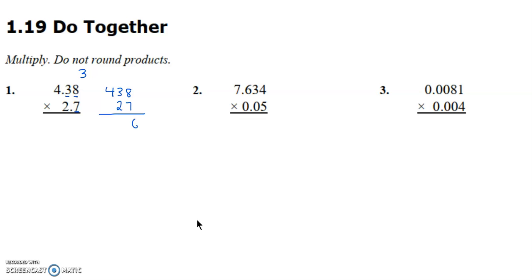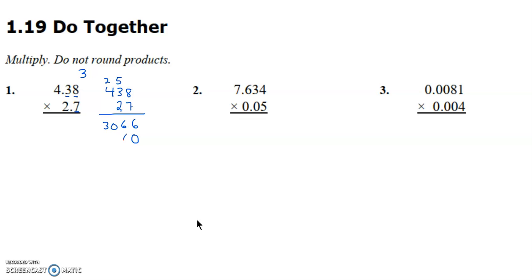7 times 8 is 56, carry my 5. 7 times 3 is 21, plus 5 is 26, carry my 2. 7 times 4 is 28, plus 2 is 30, and my first row is done. For my next row, I need to put a 0 to hold the place value so that I can move over to the tens place, and I start to multiply.